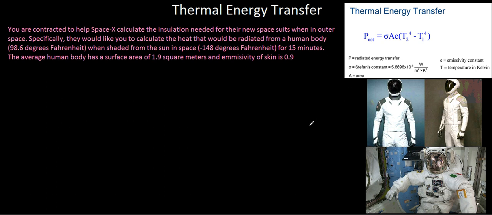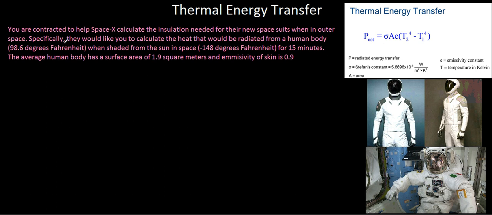So SpaceX is doing all kinds of cool things lately, and one of the coolest things they're doing is designing this new spacesuit. And you can compare their new spacesuit to the original one that NASA and other space organizations have used. But I thought this presented a really interesting opportunity to talk about radiated energy and how to calculate it.